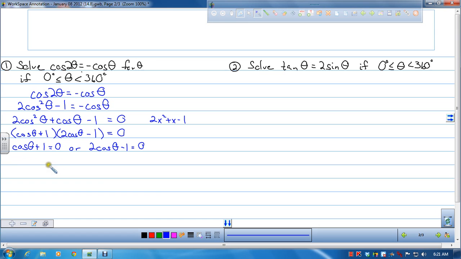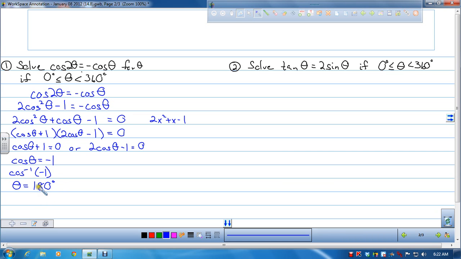I'll solve this one on the left first. Cosine theta would have to equal negative 1. So I could go look on my unit circle, realize that between 0 and 360 there is one location where cosine equals negative 1, or where my x value is negative 1, and that is that theta is equal to 180 degrees. Now if you didn't have your unit circle on you, you could have done inverse cosine of negative 1, right?